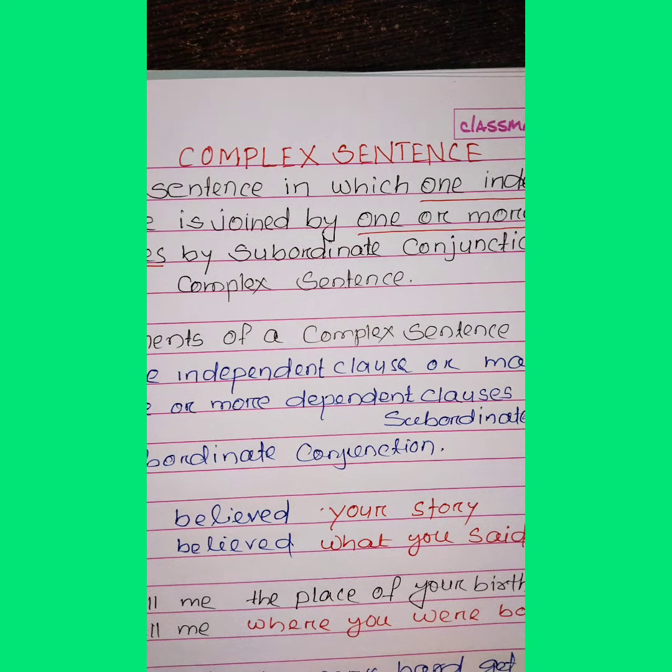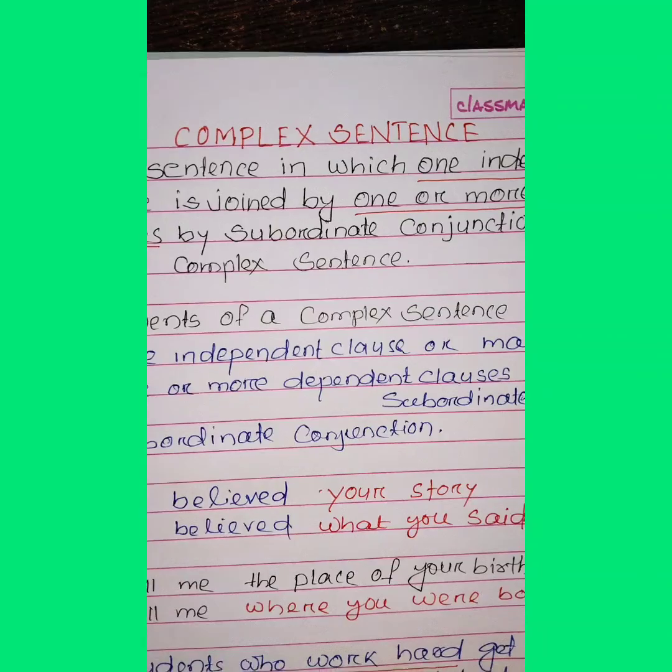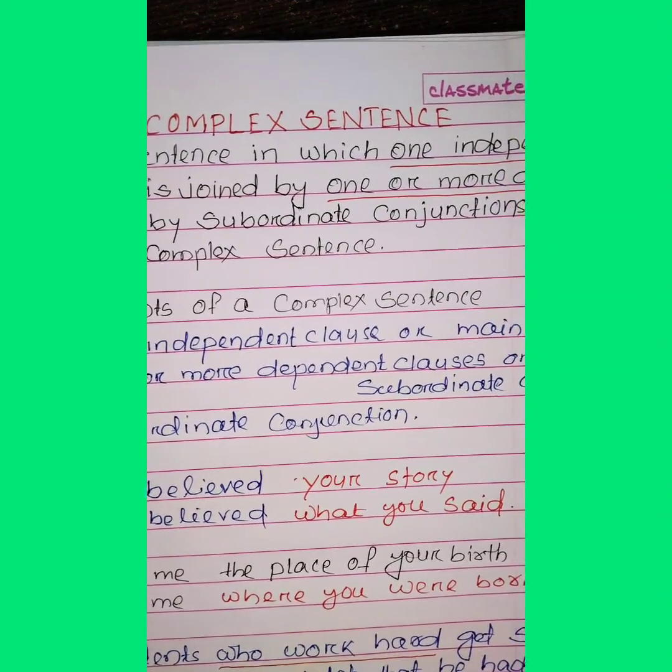by subordinate conjunctions. For example, I believed your story. This is a simple sentence, one clause. But we can make it two clauses. I believed what you said. Your story, the noun phrase, we turn into a clause: what you said. There is a subject and a verb. So, I believed what you said is a complex sentence.